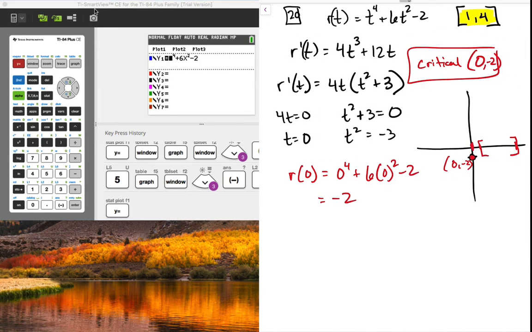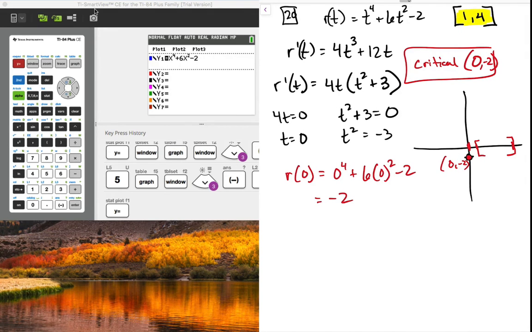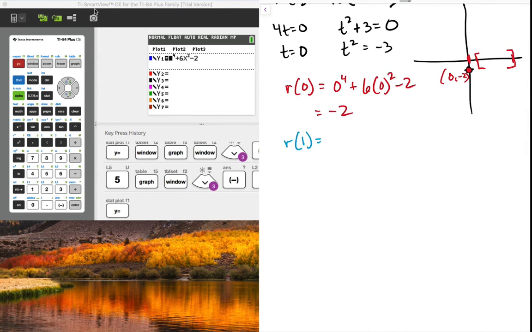All right, so with my original function, I want to find out where my points are from 1 to 4. So I want to find out r of 1 from my original function. That's going to be 1 to the fourth plus 6 times 1 squared minus 2. So that's going to be 1 plus 6 minus 2. So that's 7, that's 5. So r of 1 is 5.